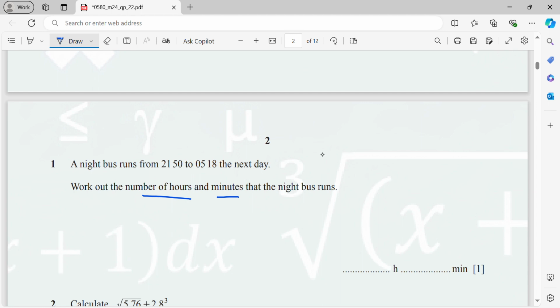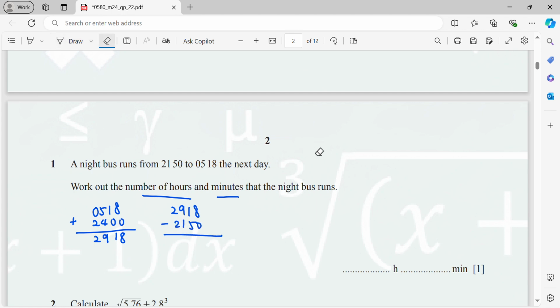Basically, 0518 is the next day. So you need to add 24 hours. Therefore, this is 2918. So from 2918, the next day 0518, you minus 2150.